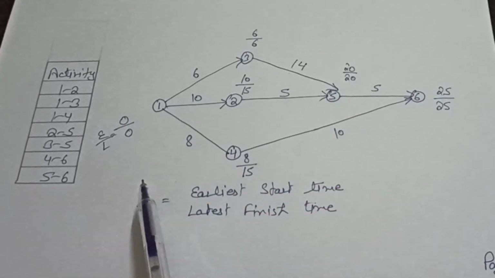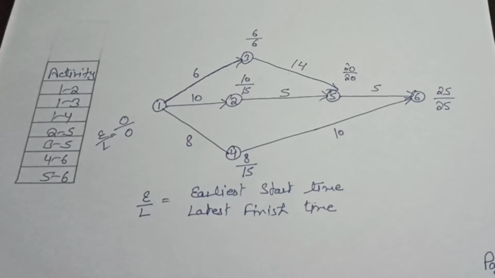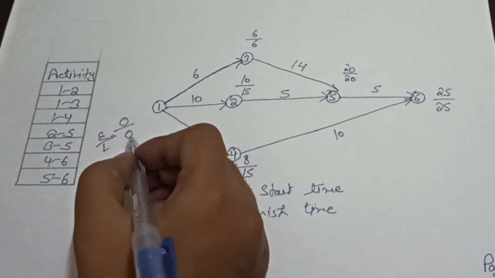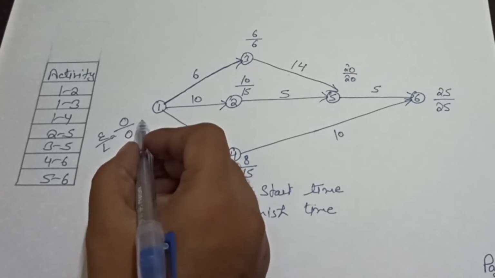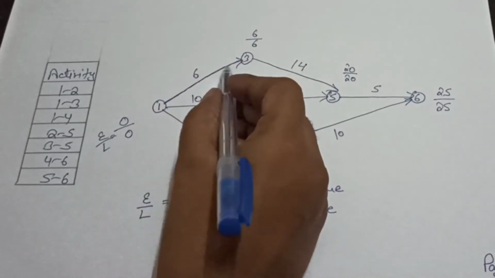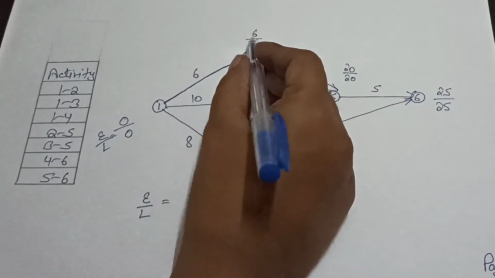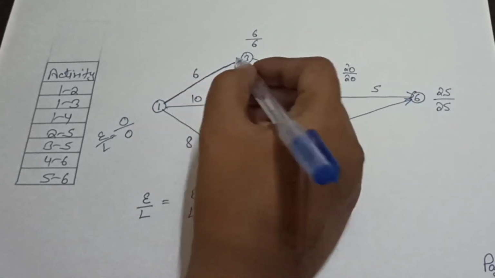As you very well know, for selection of critical activities, we have one way: the E value and L value are always equal for the critical activities. As you can see in this activity, here E and L values are the same, and here also E and L values are the same. So this is our critical activity.